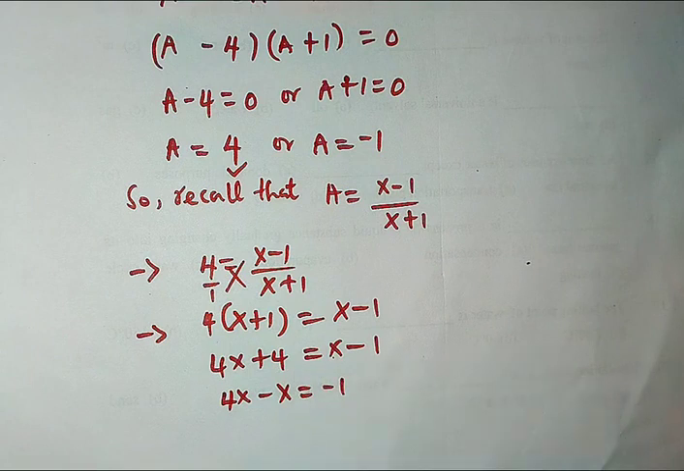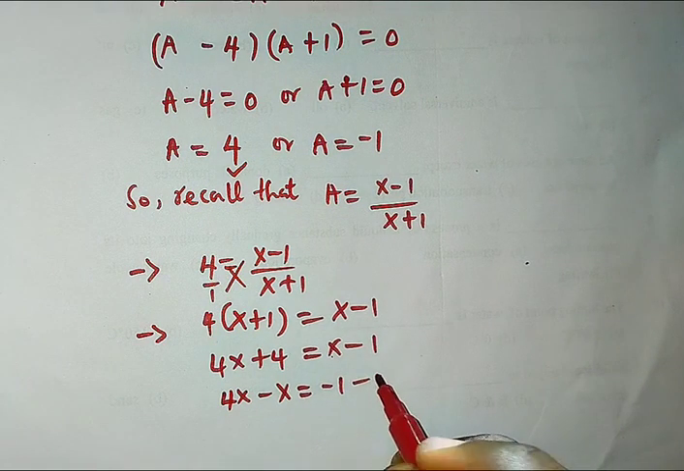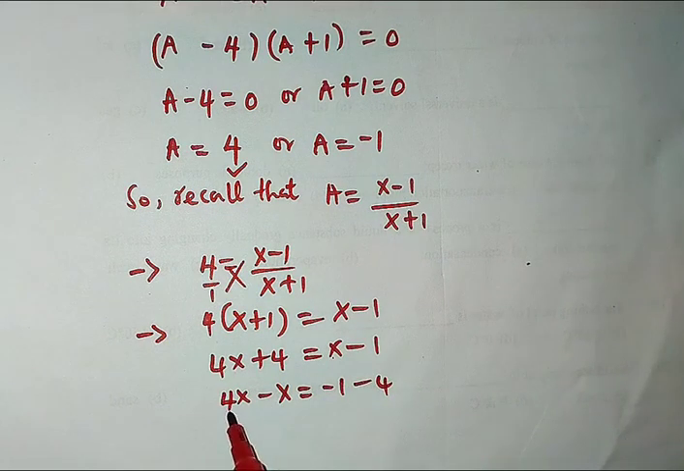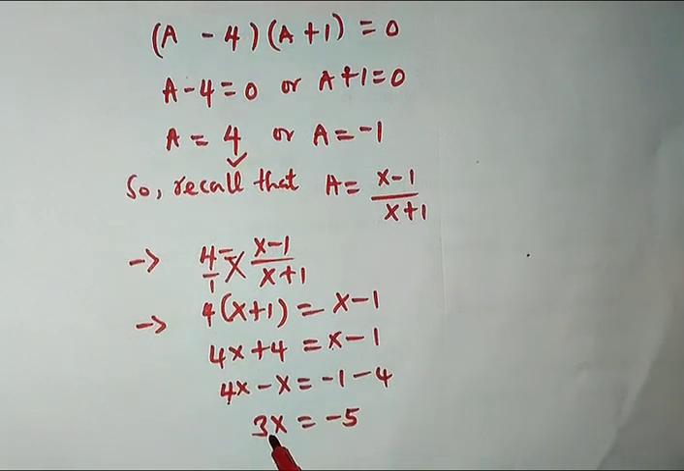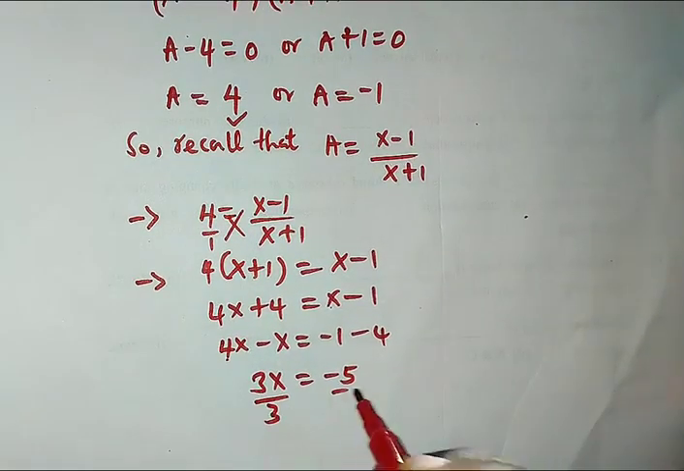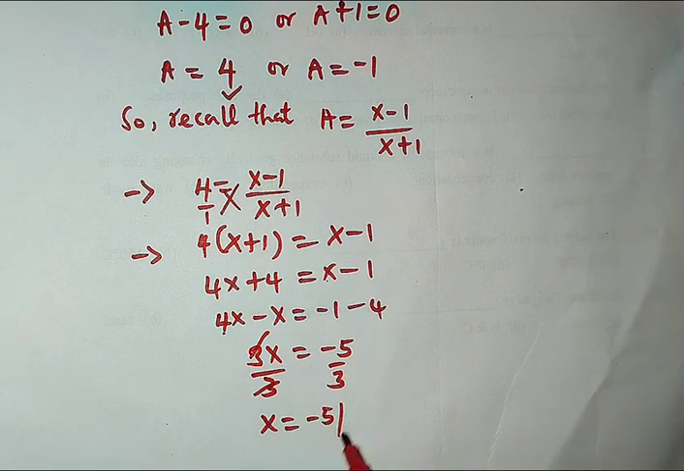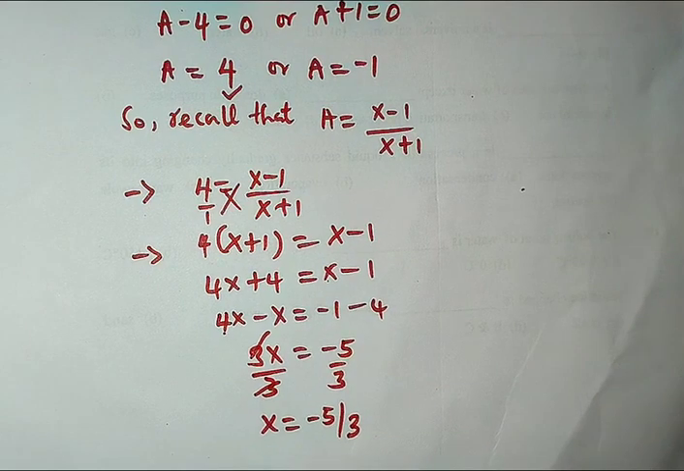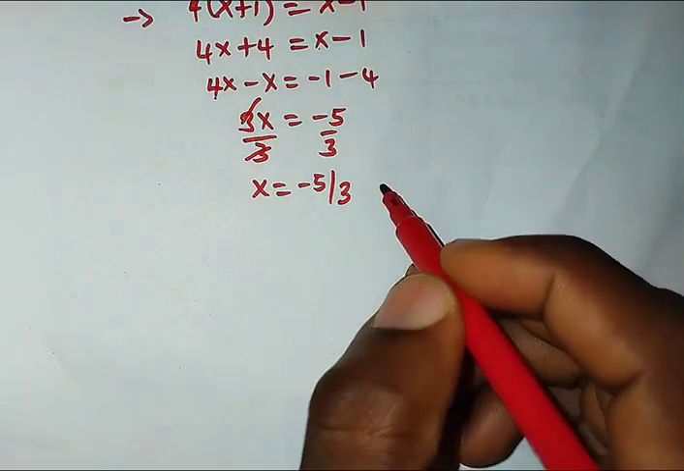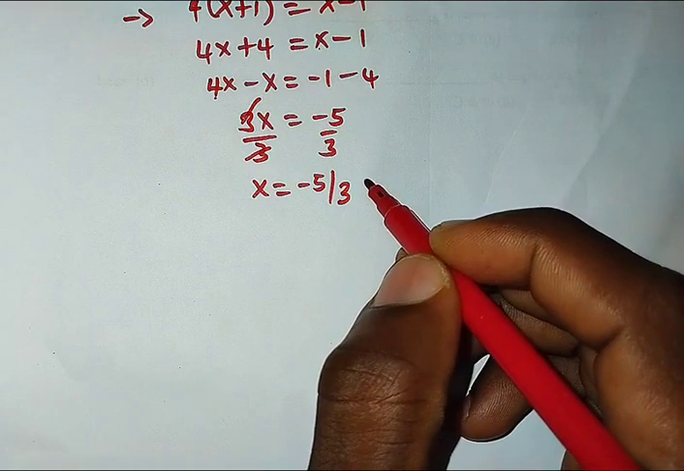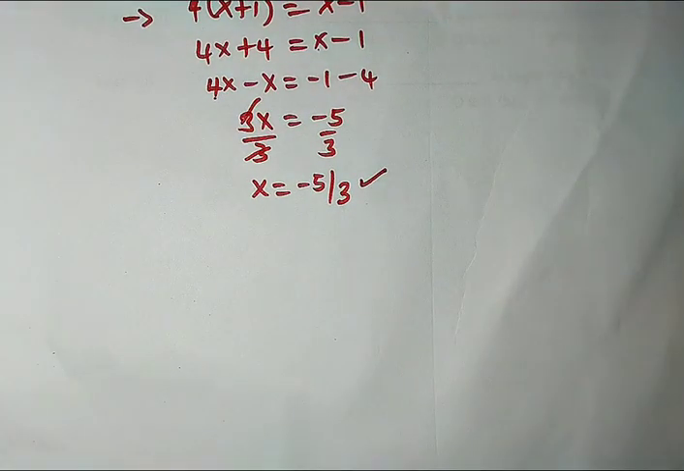We send this 4 to the other side, that is to the right hand side, and we change it to negative. We have 4x minus x, which gives us 3x, equals minus 5. Then divide through by 3. So we cancel this, and we have x equals minus 5 over 3. So x equals minus 5 over 3 is one of the solutions of x.